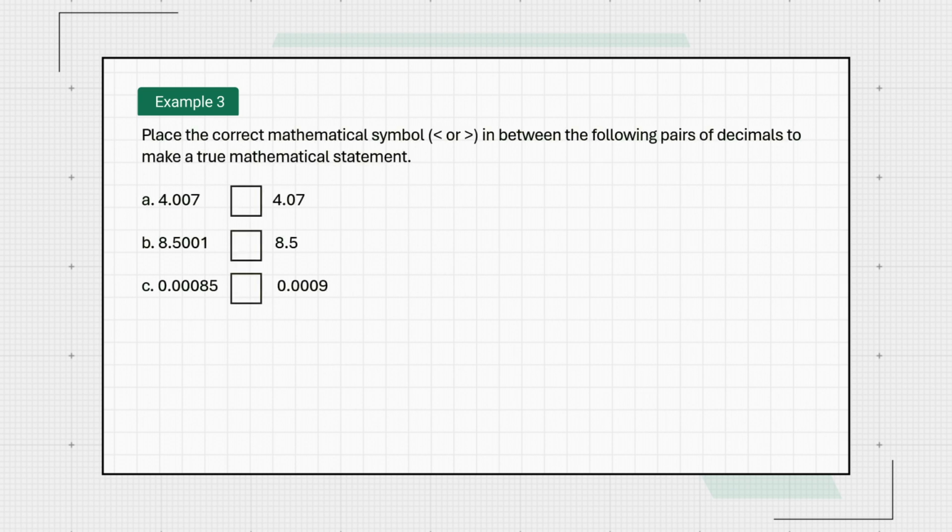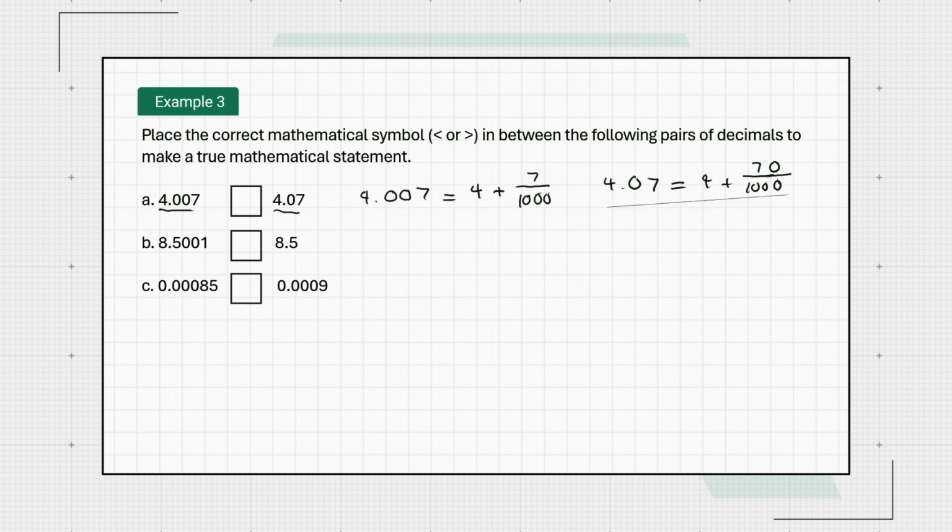Alright, welcome back. This will be our last example. So we're going to be comparing first 4.007 and 4.07. So the first one, 4.007, is the same as 4 plus 7 groups of 1,000. And 4.07 is the same as 4 plus 7 groups of 100. And 7 groups of 100 can be written as 70 groups of 1,000. So clearly this is larger.